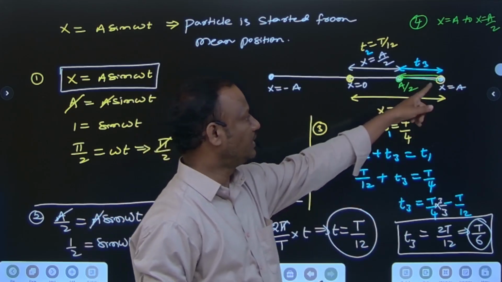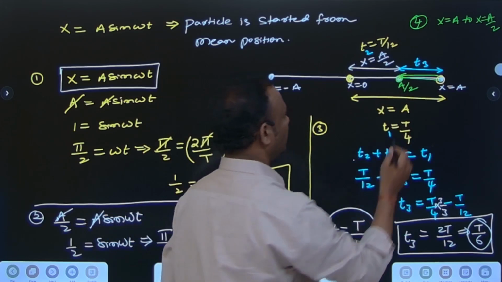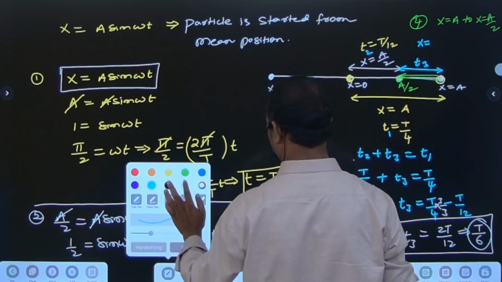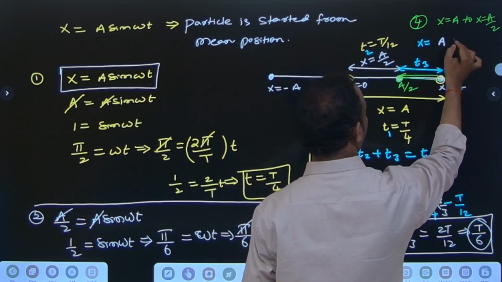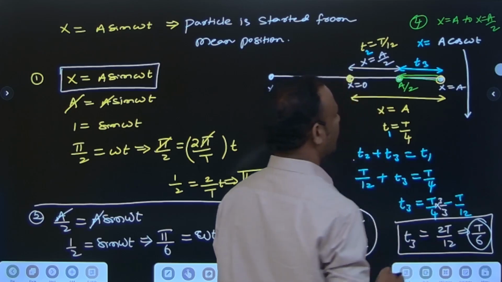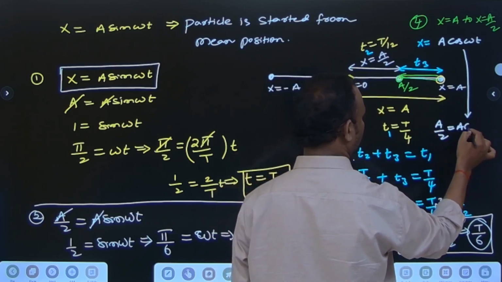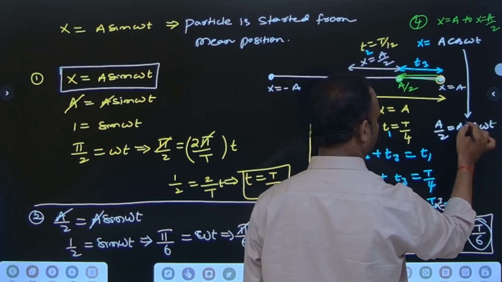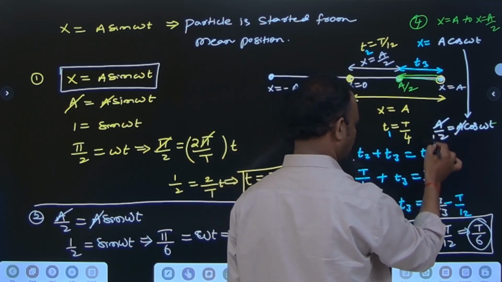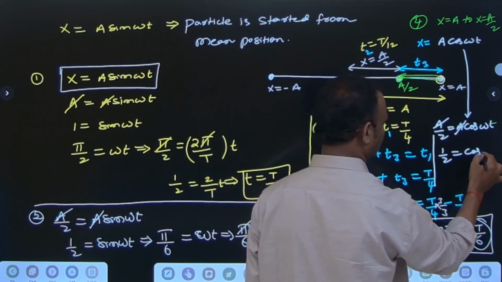So from where to where? Here to here. Which formula do I have to use? Sine or cos? Cos. Then what? x equals A cos omega t. Here x means A by 2. So A by 2 equals A cos omega t. A and A cancel. So 1 by 2 equals cos omega t.